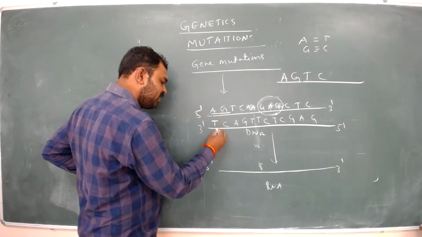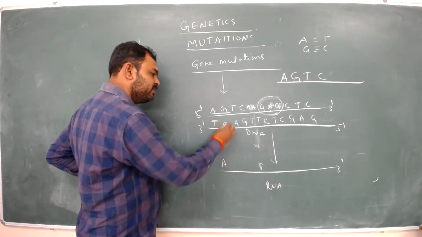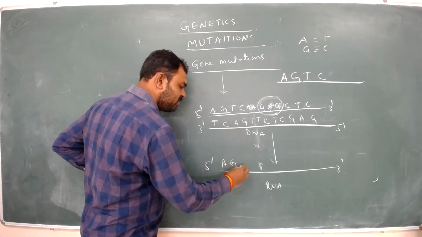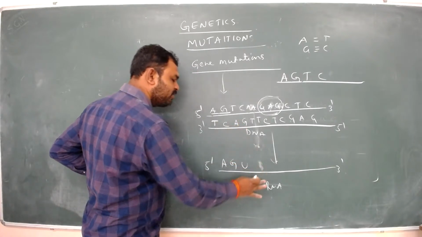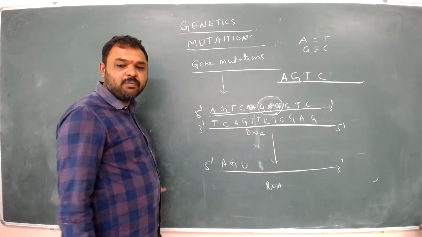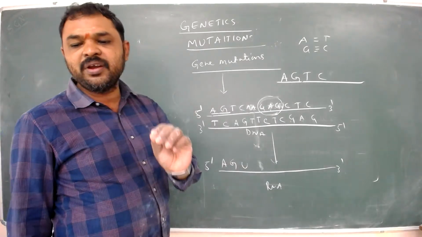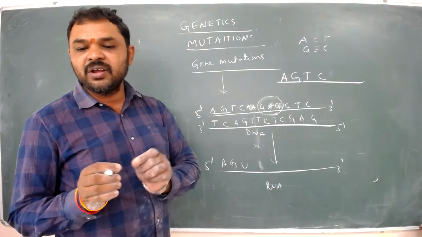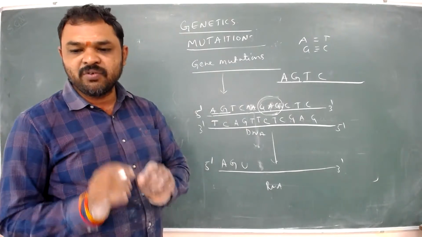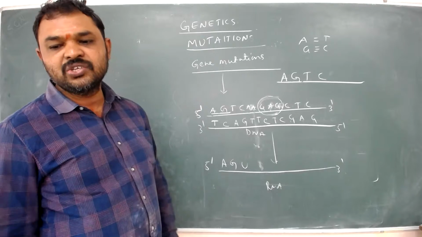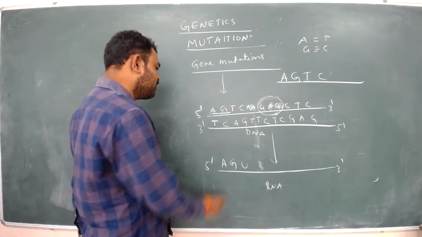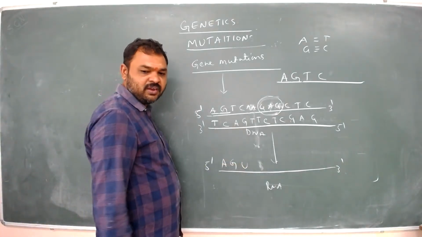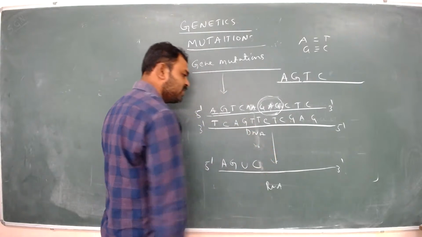Complementary means T gives A. C gives G. A gives T, but instead of T, what will come here? U will come. A is complementary to T in DNA, but in the case of RNA, wherever T is expected, in place of T, what will come? Uracil will come. That is the only difference. So A means U will be there. Next G means what will come? C.